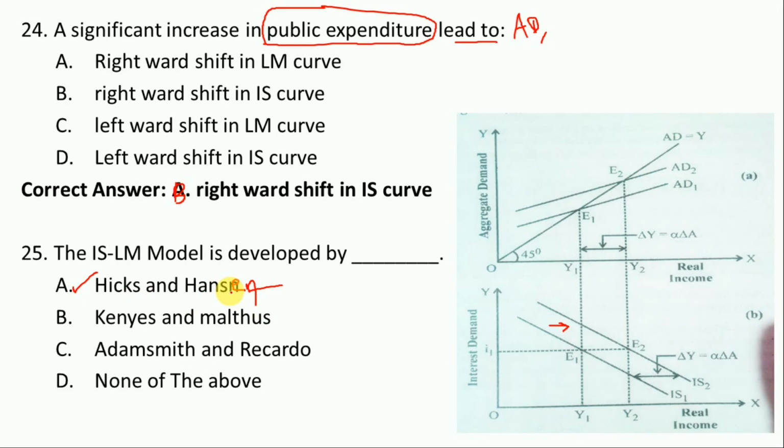Because earlier what happened? The goods market explanation was given by the classical economics. Then after that, the monetary policy explanation was given by the Keynesian economics, but in goods market और मनी मार्केट दोनों को कंबाइन करके एक न्यू मॉडल डेवलप किया है by Hicks and Hansen. So the correct answer is A.